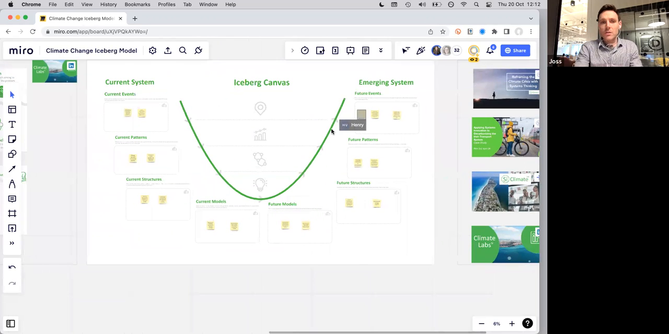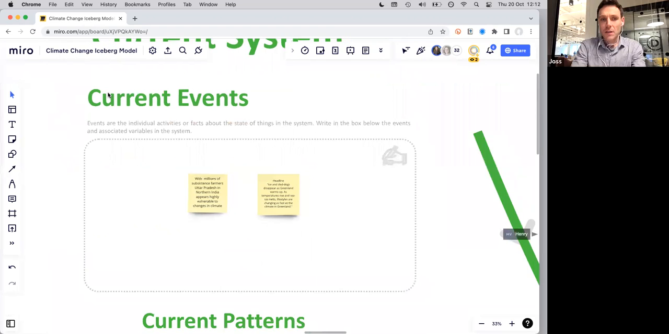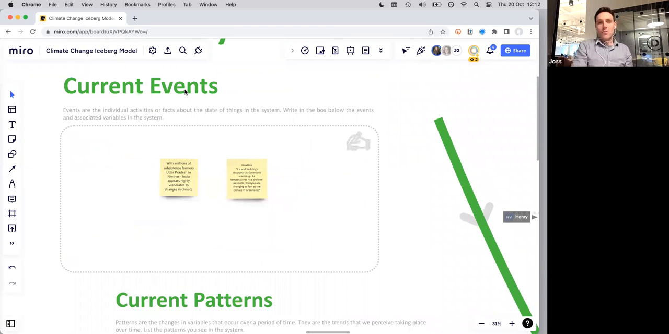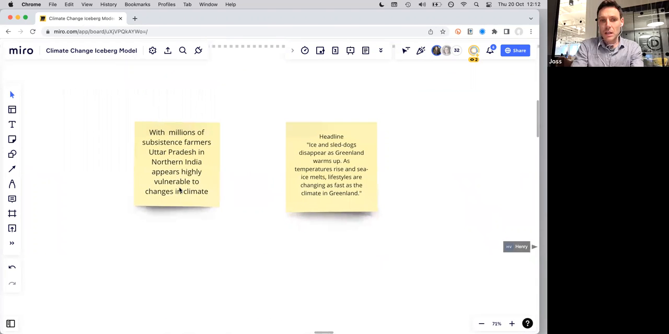So we'll start over here on the events level. So this is the events, the individual activities or facts about the state of things in the system. So we're going to get started now. I'm just going to give you two examples and then have you post up your stickies here.